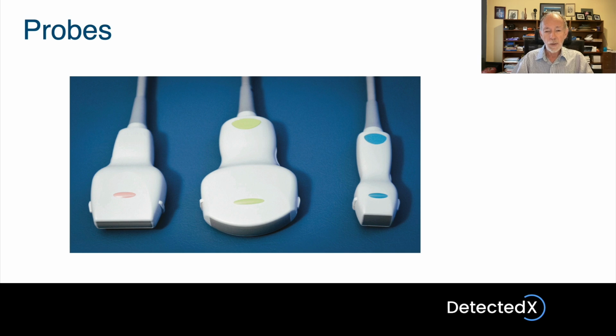So the three probes are each used in different areas. The curved probe is the workhorse in the abdomen. So that's the probe typically used for abdominal scanning, for obstetric scanning, and so on.